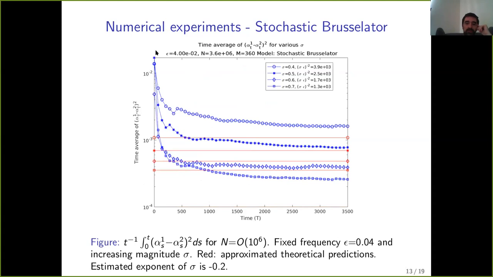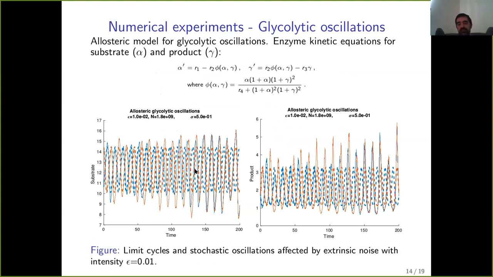Here we have a fixed epsilon and a change in sigma. And for this example, the estimated exponent of sigma is -0.2. Well, this is another example. It's for a system that has enzyme kinetics. It's not a mass action law, but still can be approximated by mass action law. We applied this technique to many examples, actually, with mixed results.